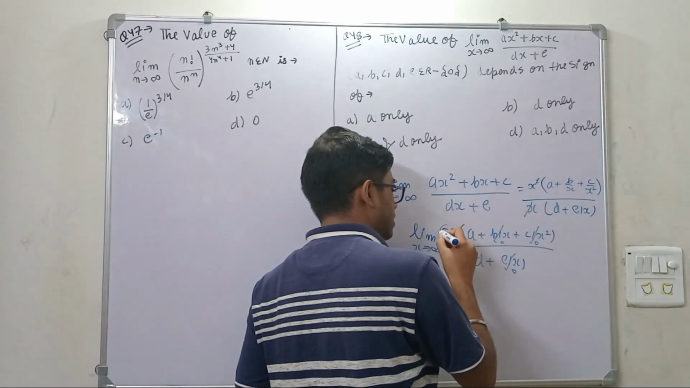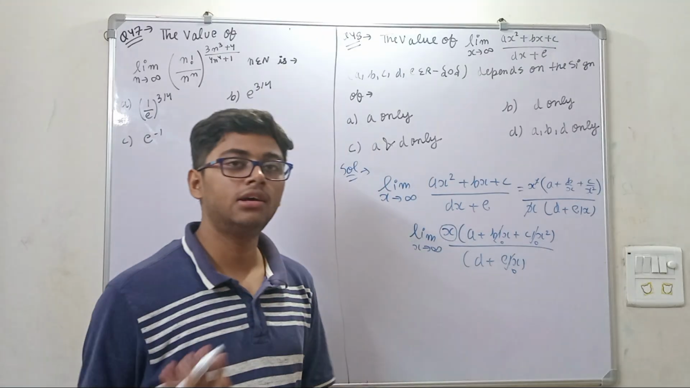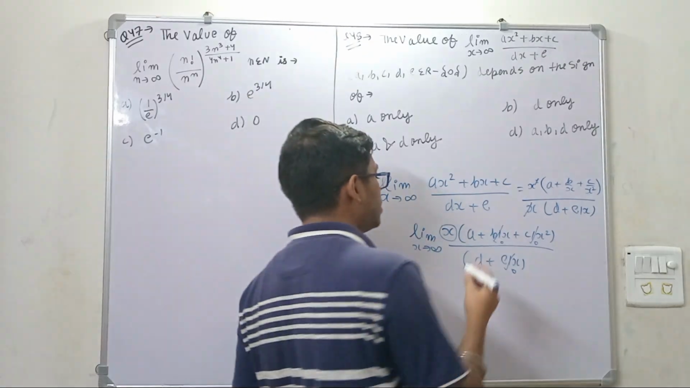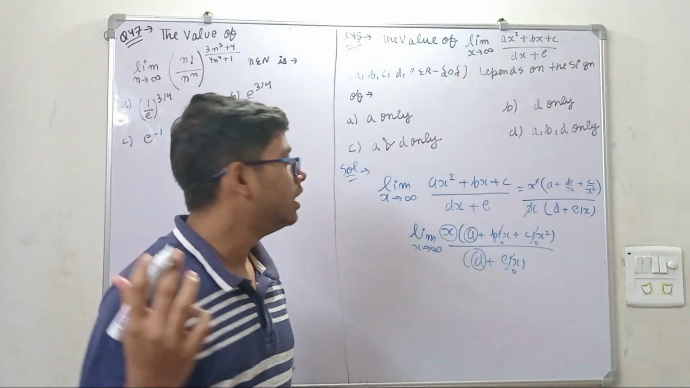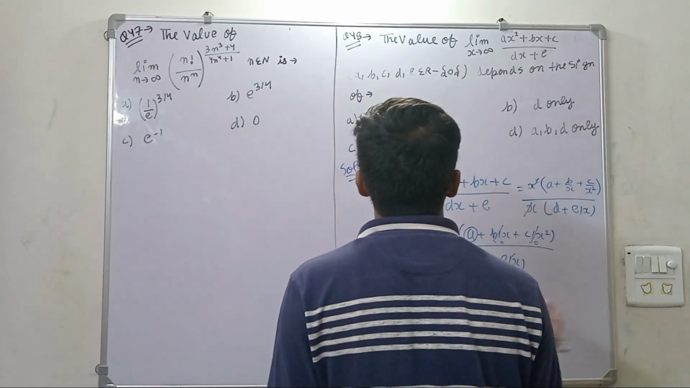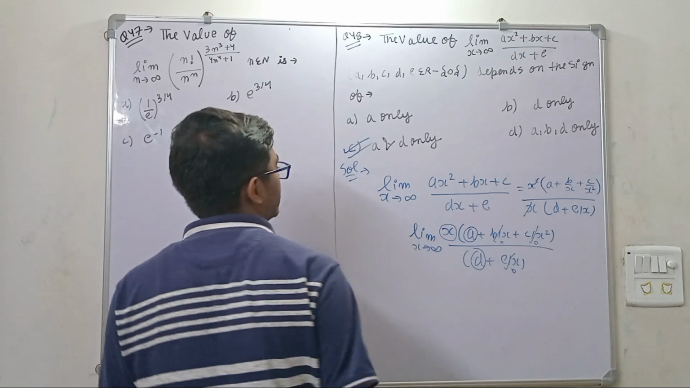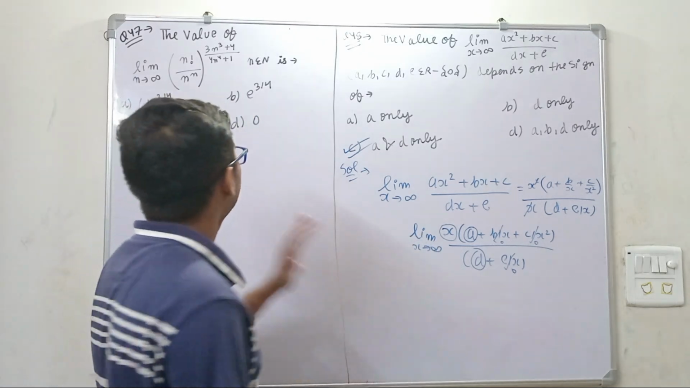Here x is there, I know, but you have to only tell the dependency of the limit. So whatever sign will be there of a and d, that will decide the sign of the limit. A and d only means option number C is correct. Okay. Now moving on to question number 47.